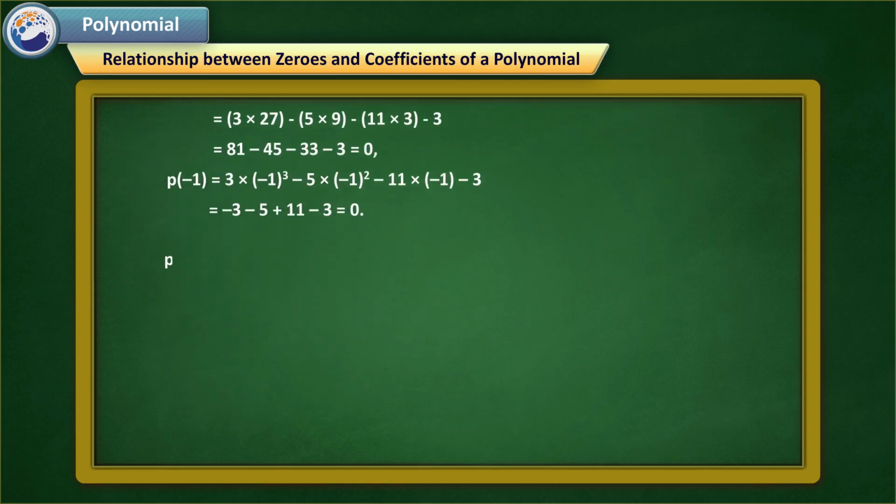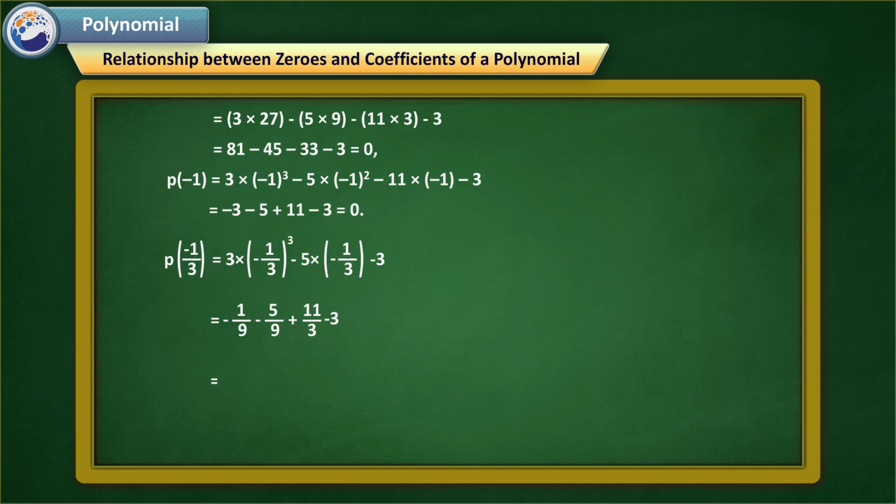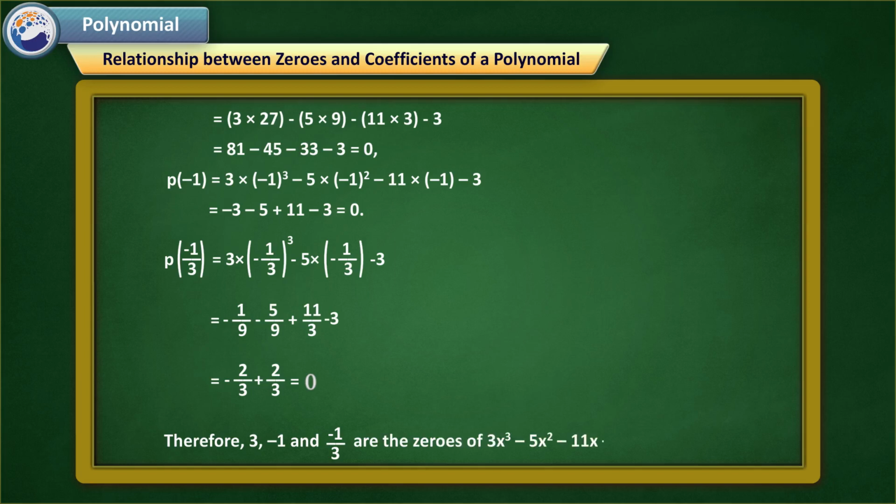0. P of minus 1 by 3 is equal to 3 into minus 1 by 3 cubed minus 5 into minus 1 by 3 squared minus 11 into minus 1 by 3 minus 3. That is equal to minus 1 by 9 minus 5 by 9 plus 11 by 3 minus 3. Solving it further, we get p of minus 1 by 3 is equal to 0. Therefore, 3, minus 1 and minus 1 upon 3 are the zeros of 3x cubed minus 5x squared minus 11x minus 3.